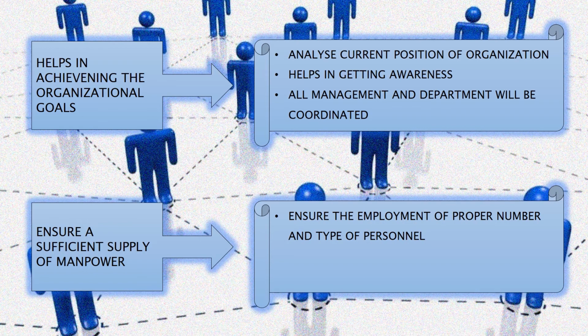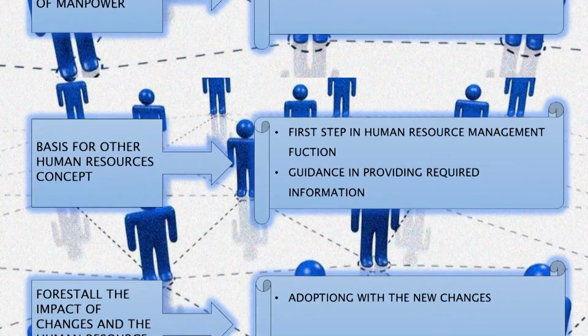Going to the second point, which is to ensure a sufficient supply of manpower. What does it really mean? It means that the organization knows how many they need, when they need them, and how they get the supply of the manpower. Through planning, it can ensure the employment of the proper number and type of personnel required in the organization.